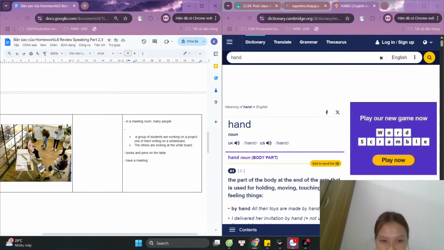This is a picture of a meeting room. In the foreground, a group of students are working on a project. One of them is writing on the whiteboard. The others are looking at the whiteboard. In the background, I can see books and pens on the tables. Maybe they are having a meeting.